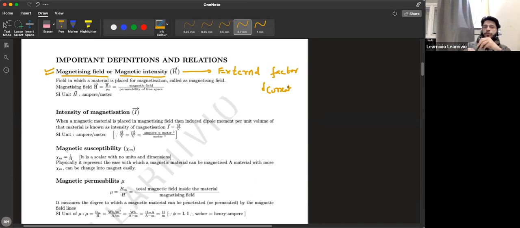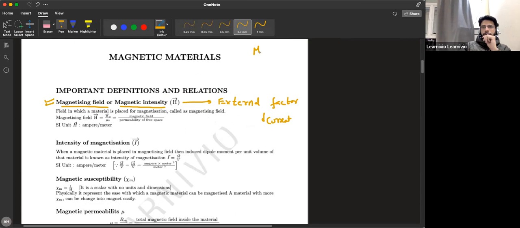The second contribution could be from the individual atoms itself. This material will have some atoms, and these atoms can also contribute to the magnetic field. So the contribution to the magnetic field can come from two factors. One is external.